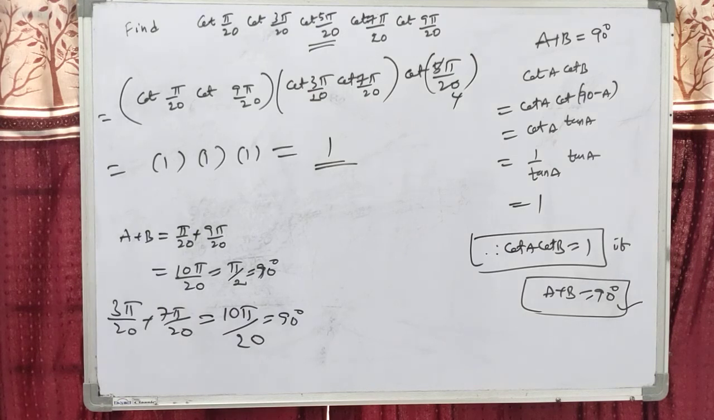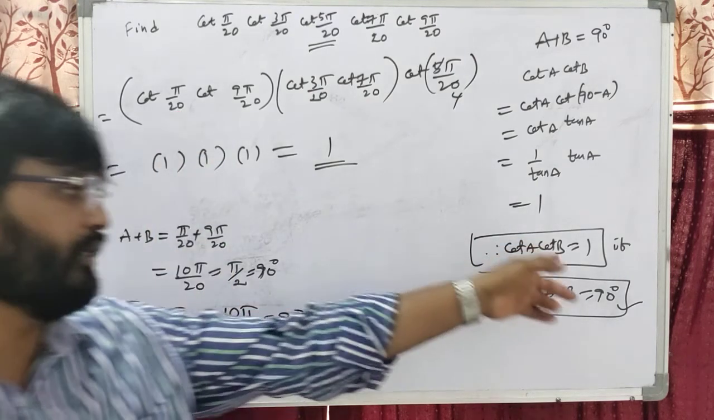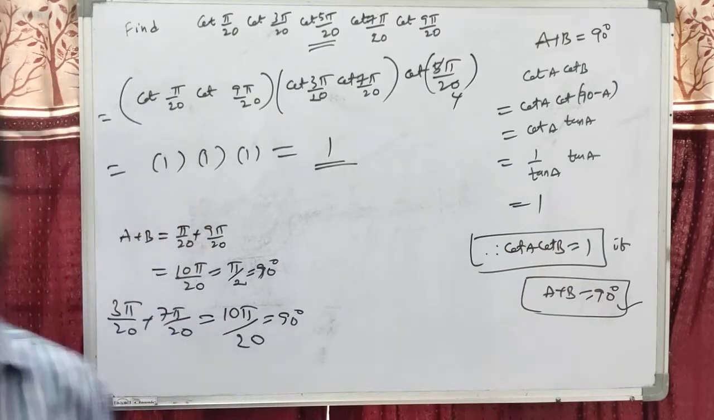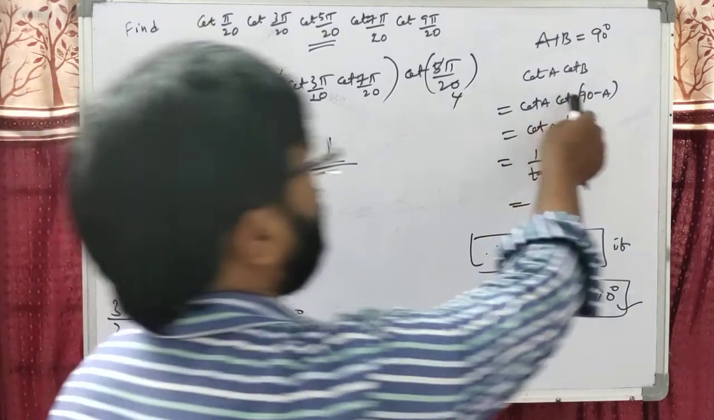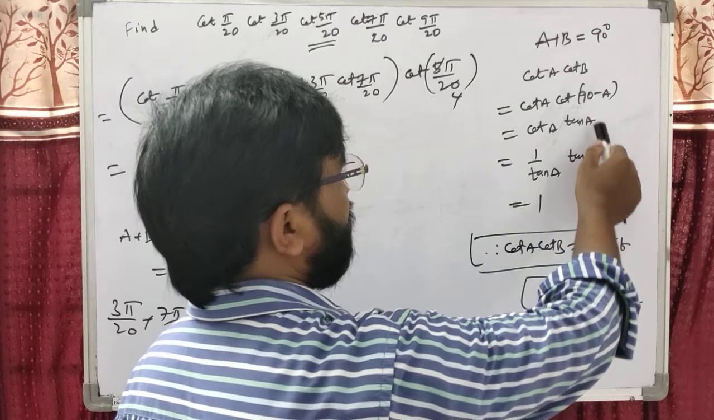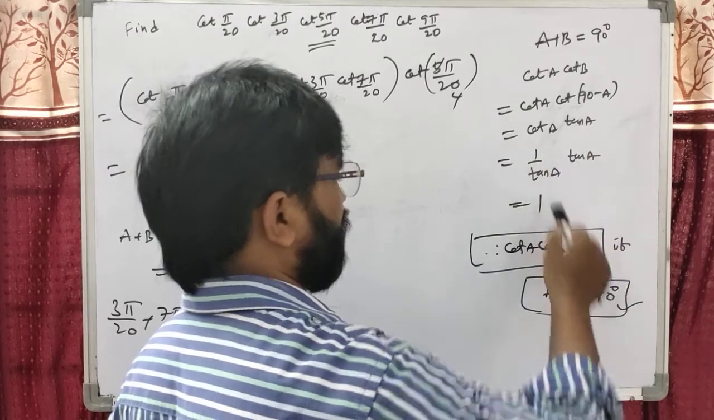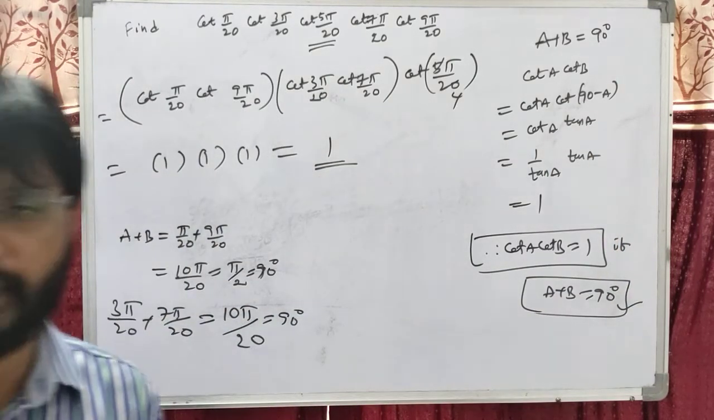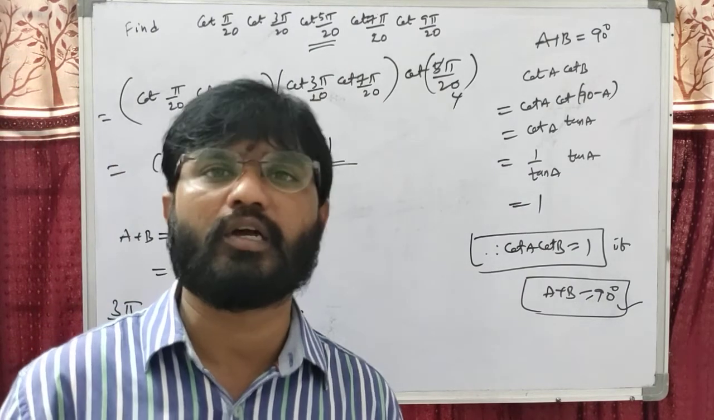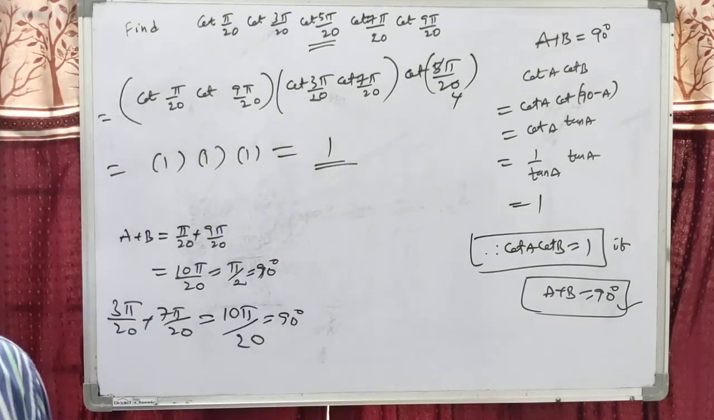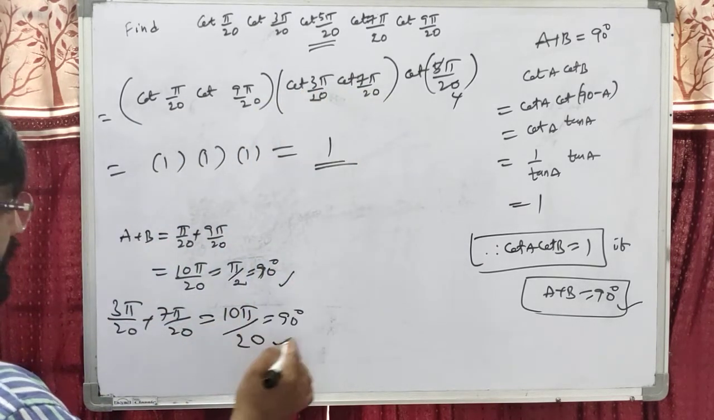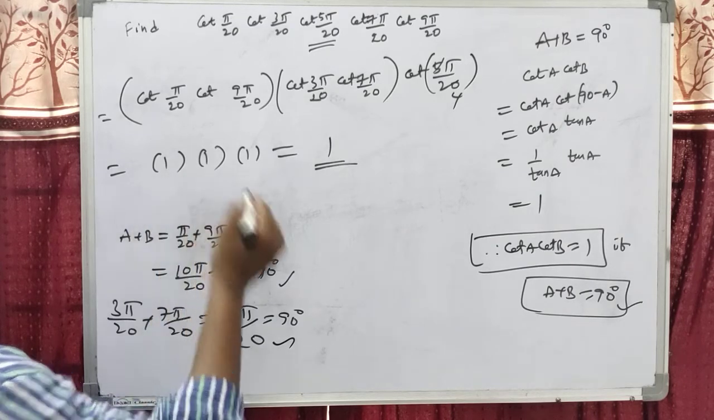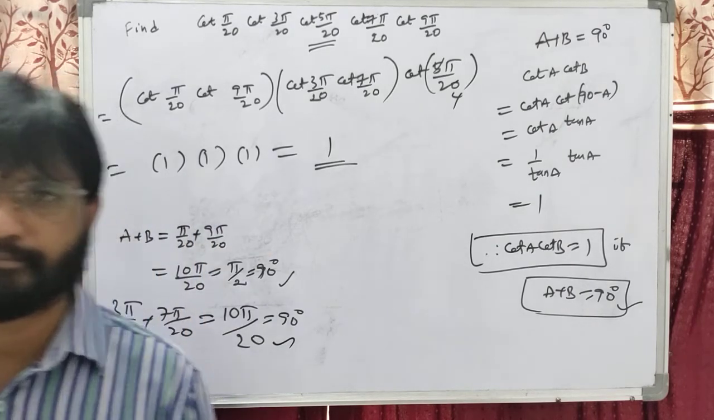When the sum of the angles is 90, then cot a into cot b is 1. We can also apply tan a into tan b is 1, since tan of 90 minus a is cot a. Therefore tan a into cot a, these two are reciprocals. So if a plus b is 90, then tan a into tan b or cot a into cot b both equal 1. This is a, this is b, whose sum is 90. Then directly you can write 1 into 1 into 1 is 1.